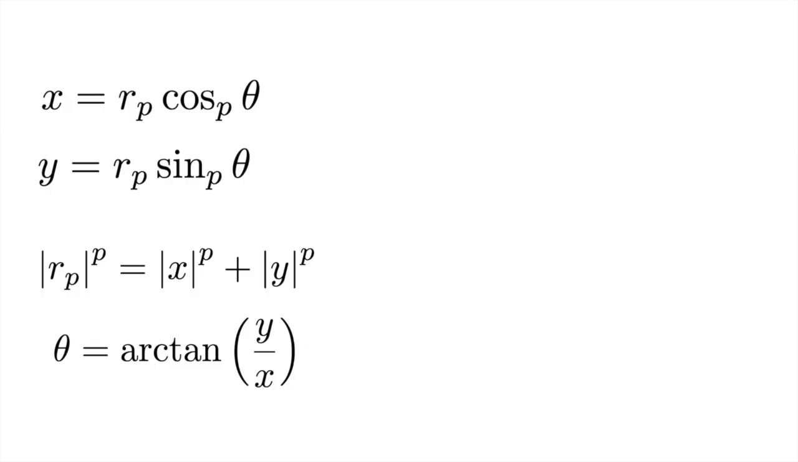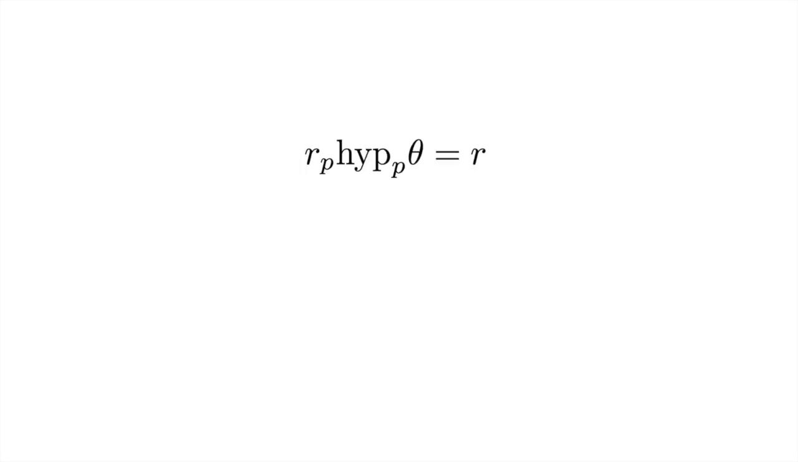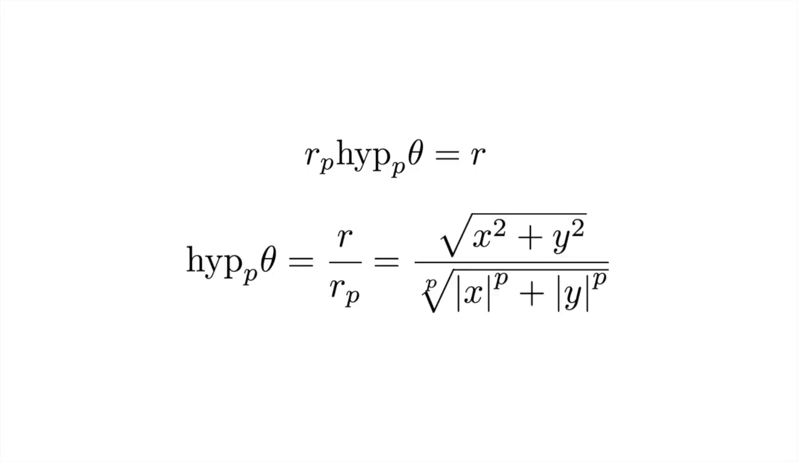Something that I want to pose is that x is still x, even in circular polar coordinates, which is squircular coordinates with p equals 2. So r base p cos base p theta equals r cos theta. Expanding the cos base p, we can see that r base p hype base p theta equals r. This statement is cool in and of itself, but after moving some things around, you can see another definition of hype emerge. Hype is the ratio of the Euclidean norm, or 2 norm, of x and y to the p norm of x and y.